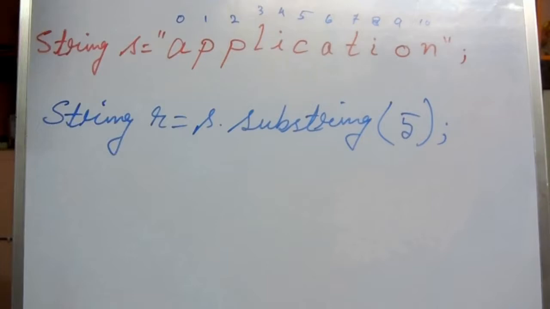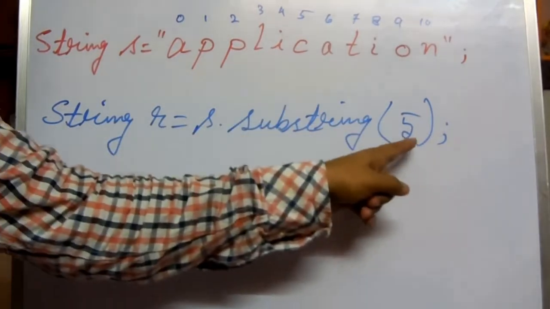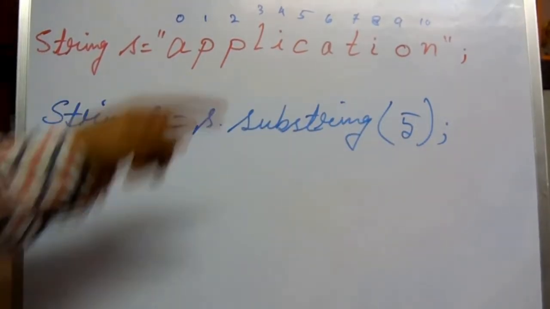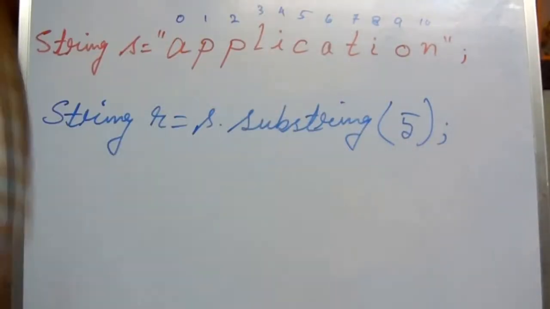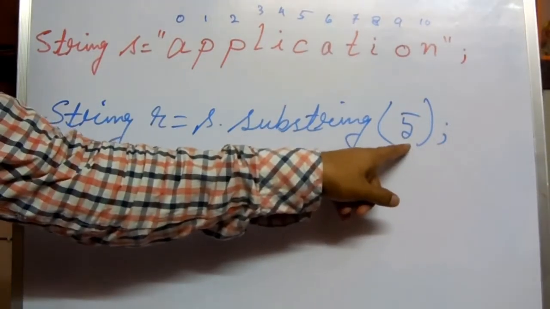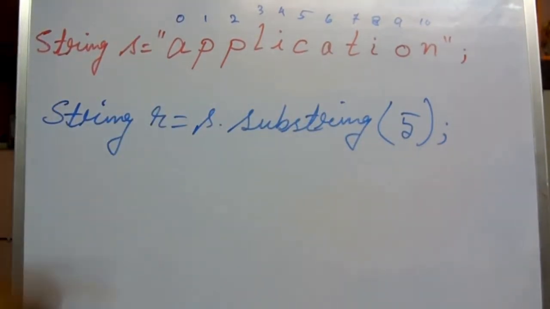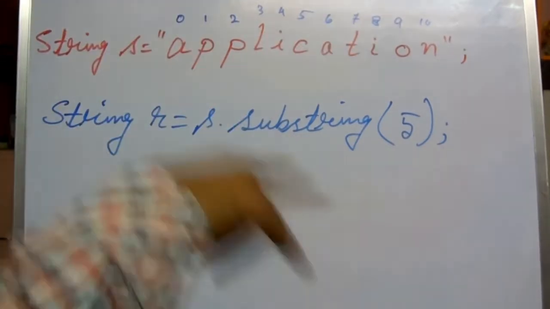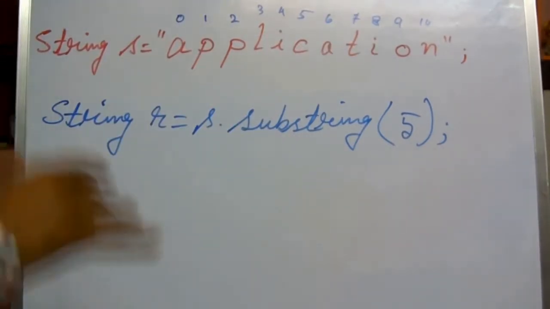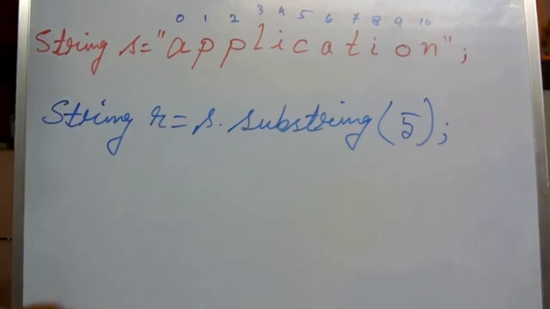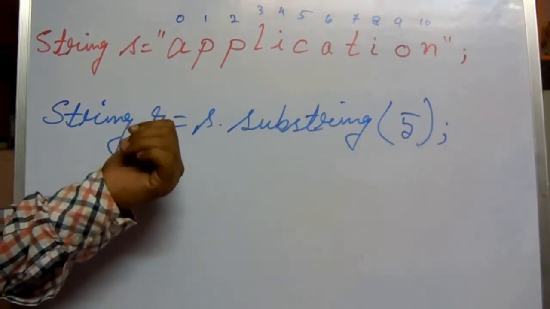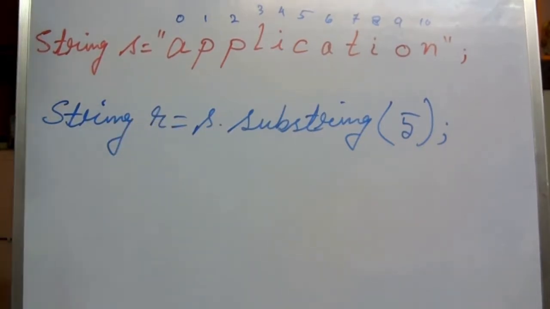So what is the meaning of it? How does the substring method work? Whatever index value is given, it will extract from that index value till the last index, all the characters together. That group of characters, which is a string, will be extracted together, returned, and stored in r.